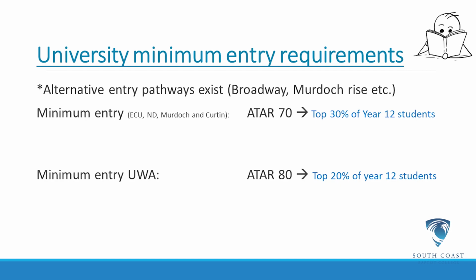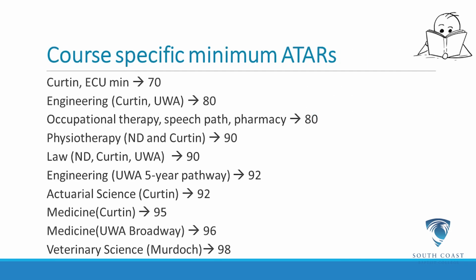Students also need to be aware of the minimum university entry requirements. So as an example, most universities in Perth would require a minimum ATAR of around 70, meaning they need to be in the top 30% of year 12 students. However, for UWA, the minimum entry is usually 80. And so students hoping to go to UWA would need achievement that is within the top 20% of year 12 students. That being said, there are specific course requirements within those universities that you would want to be looking into over the course of year 10 and I guess even year 11 and 12 as well.